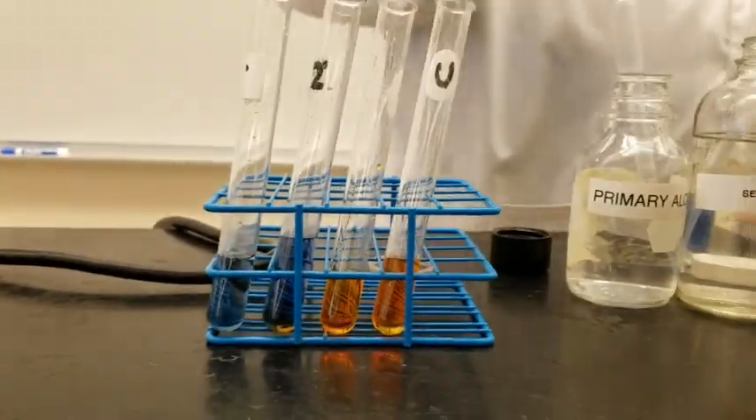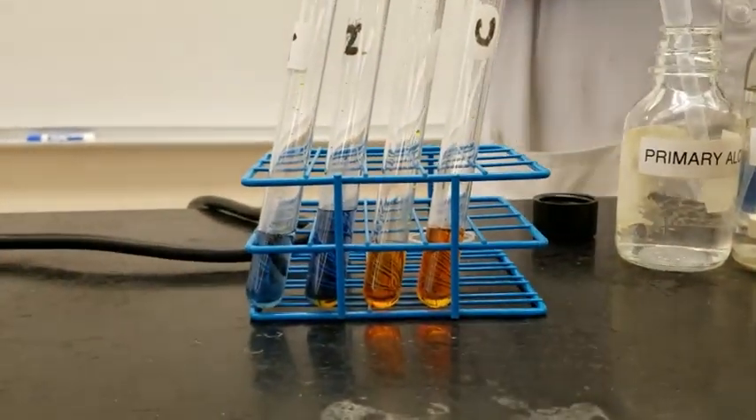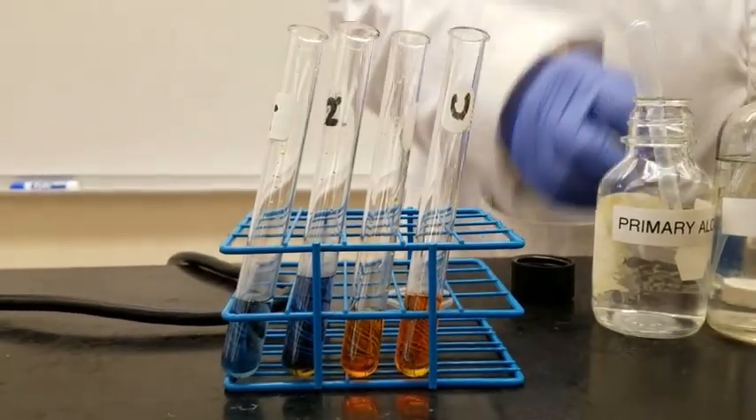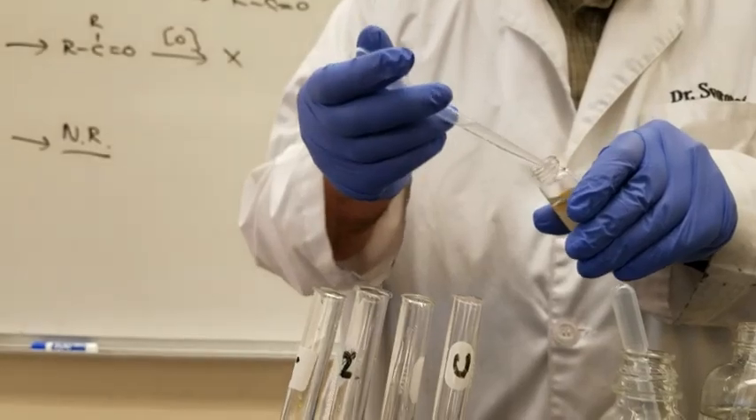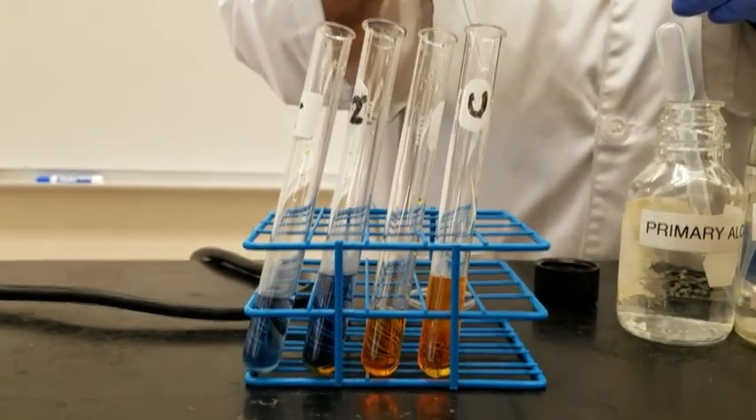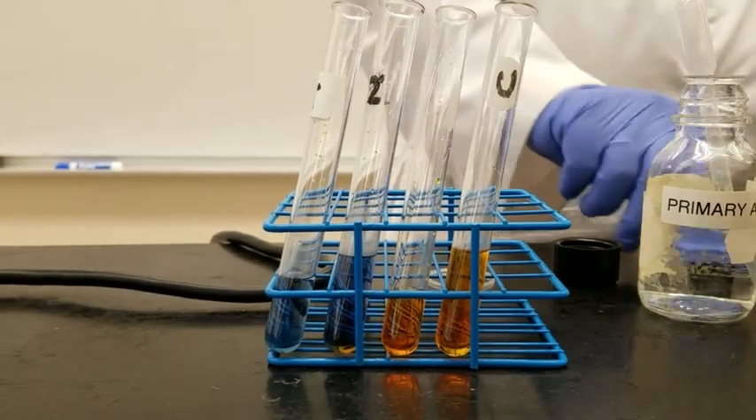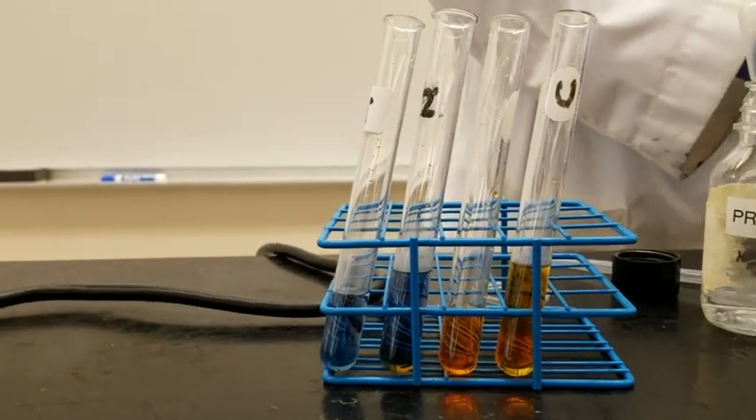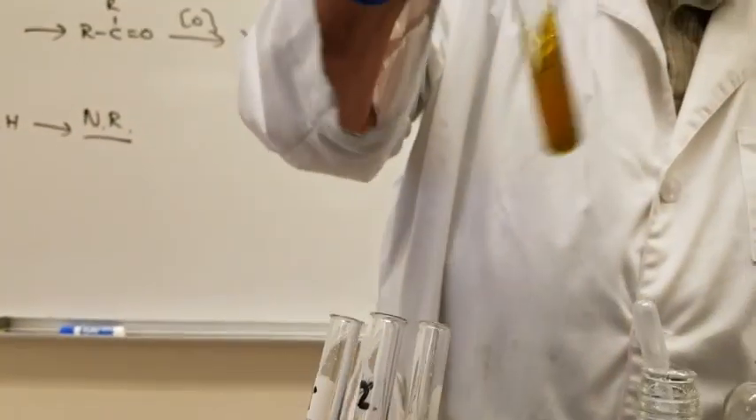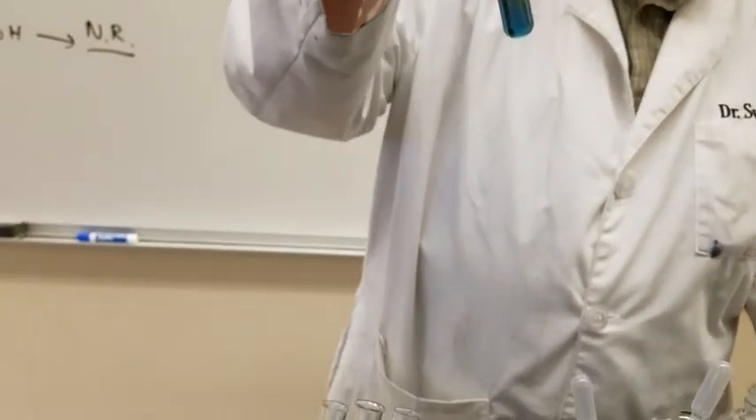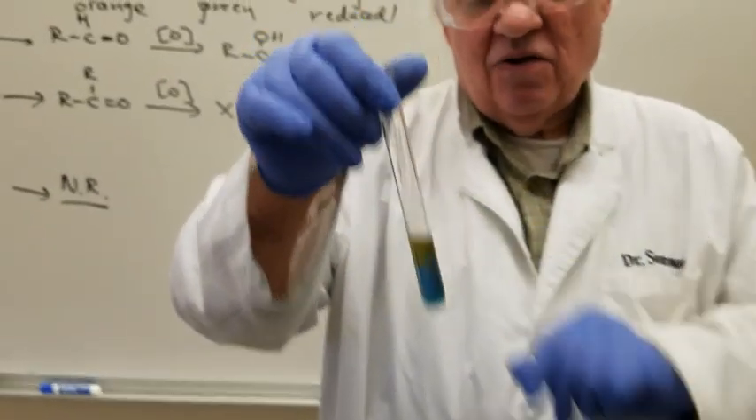Now, so now we pick up an unknown. So let's pick up unknown number 5, lucky 5. And what we have here is we will add this and add it here and see what happens. Shake it up. Oh my goodness. Okay, so what does this show? This shows that this is either a primary or a secondary alcohol.